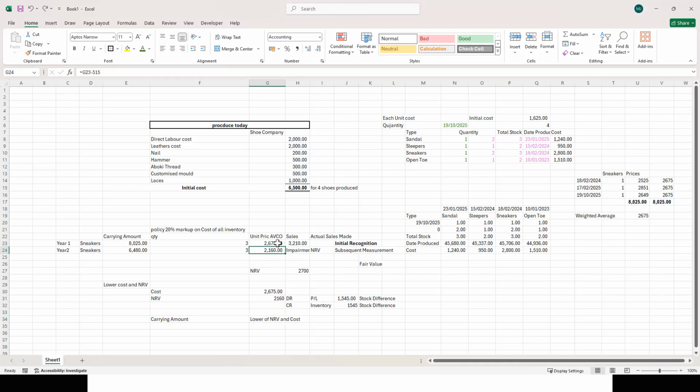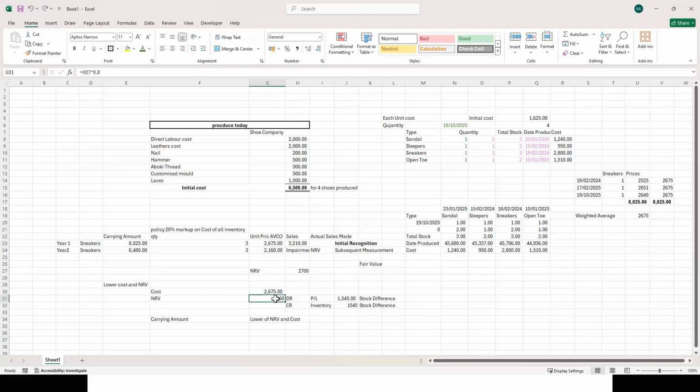So what is the cost here? 2675 is the cost. Let me put it here. Cost 2675, NRV 2160. So which one is the lower of them? NRV is lower. So therefore there's an impairment because it's lower than our cost. Do you get? So we have to recognize an impairment loss and then post it to the stock loss difference account.